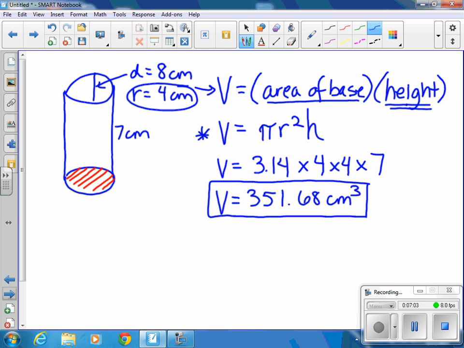So again, I use the same basic formula to start with right here. This one here will tell me how to proceed from there, because I know how to find the area of a circle. That's the base, and I'm multiplying it by the height of the prism.